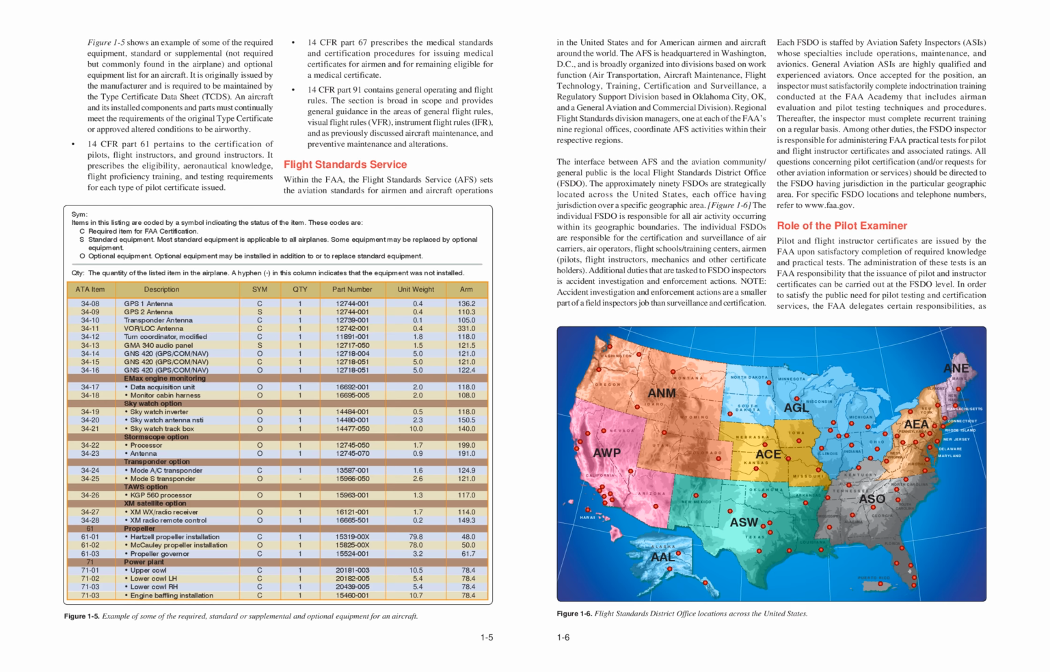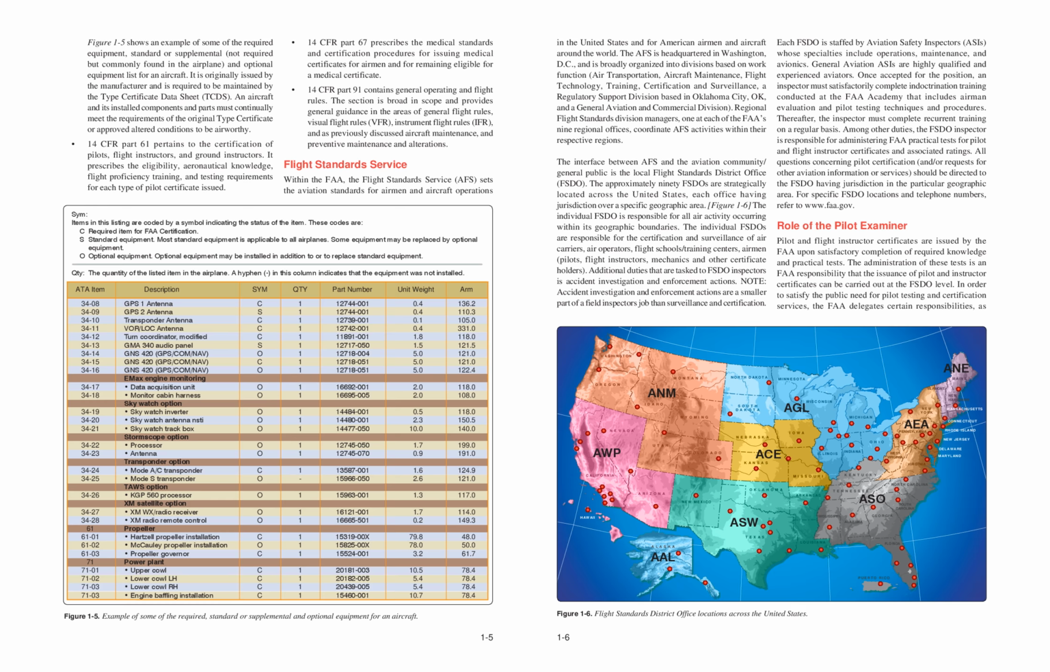Note: accident investigation and enforcement actions are a smaller part of a field inspector's job than surveillance and certification. Each FSDO is staffed by aviation safety inspectors, ASIs, whose specialties include operations, maintenance, and avionics. General aviation ASIs are highly qualified and experienced aviators.